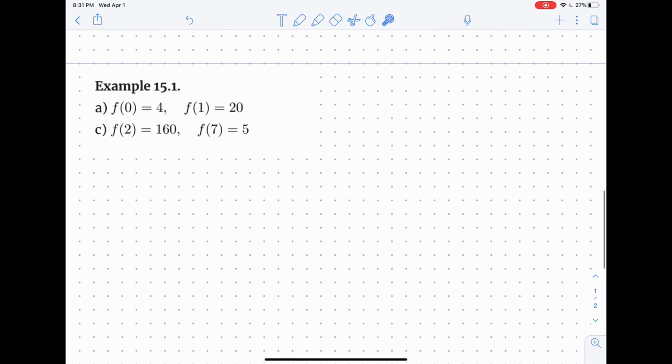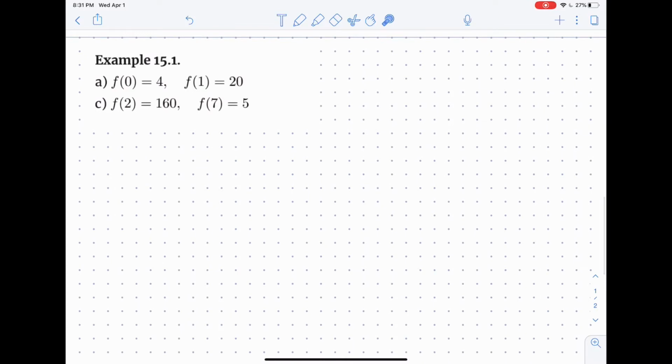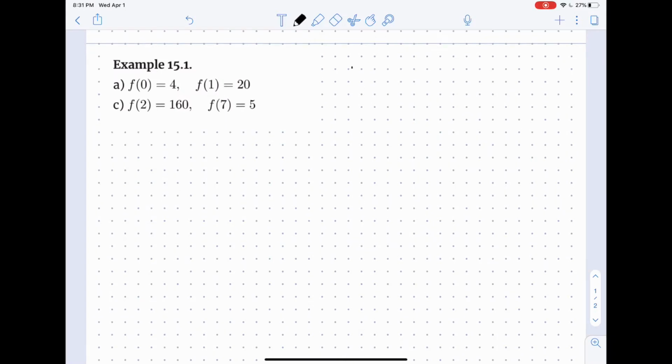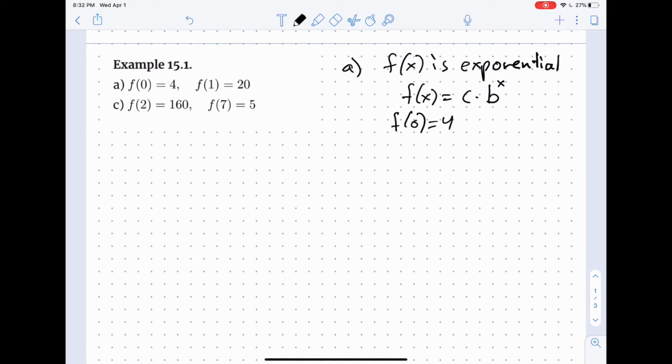Let's take a look. This is from example 15.1 in the book, and I'm only going to do parts A and C. So let's start with part A. In this one, we're told that f of x is an exponential function. So what do we know? We know that f of x must equal something c times something b to the power x. And we just have to find c and b. And we're told the following two pieces of information: f of 0 equals 4, and f of 1 equals 20.